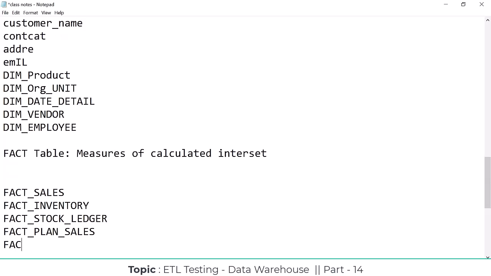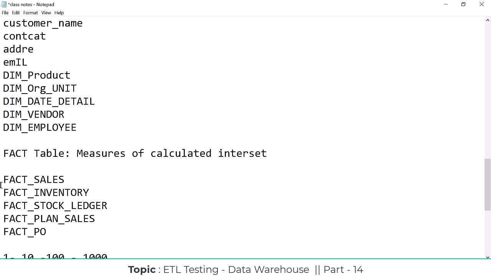Fact_PO, purchase order. You can say PO. Purchase order means how much stock you have given to the vendor, how much is received from the vendor, how much is pending, how many are returned. All that information will be in the orders information in the PO. So these are examples of fact tables in real time. The factless fact table we can discuss at the end.